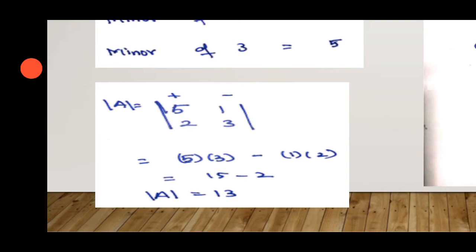Now cross multiply. Below the plus sign, what number do you have? 5. So cross multiply with 3. So 5 into 3. Plus sign is there, so plus 5 into 3. Now the remaining entries are 1, 2. But above 1, what do we have? Minus. So put minus, and multiply 1 and 2: minus 1 into 2. 5 threes are 15. 15 minus 2 is 13.